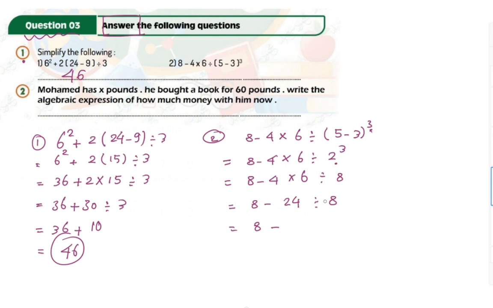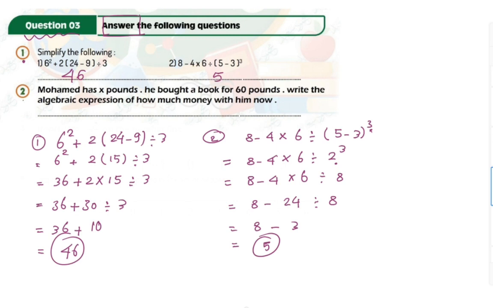24 divided by 8 equals 3. Now 8 minus 3 equals what? Equals 5. So the simplifying of this expression is 5.